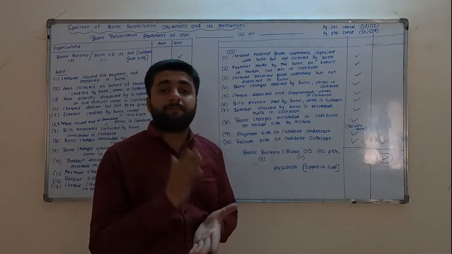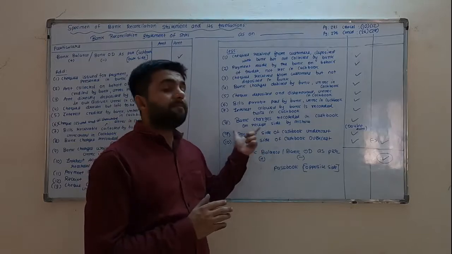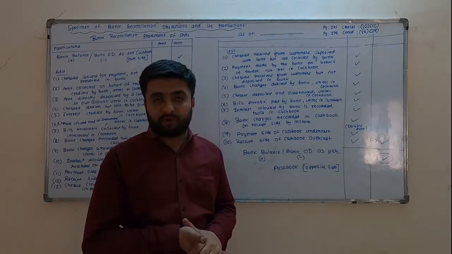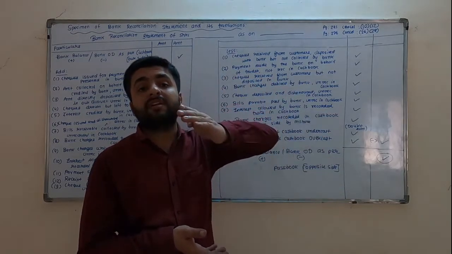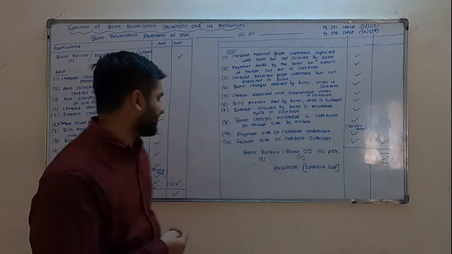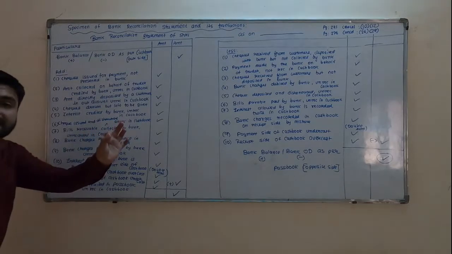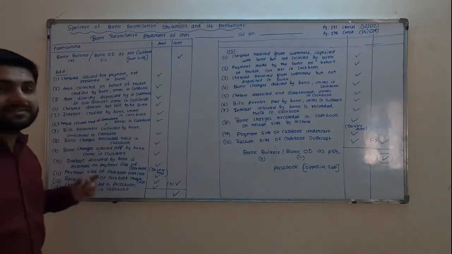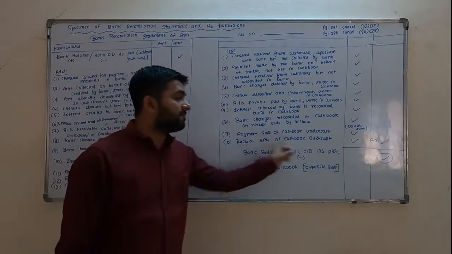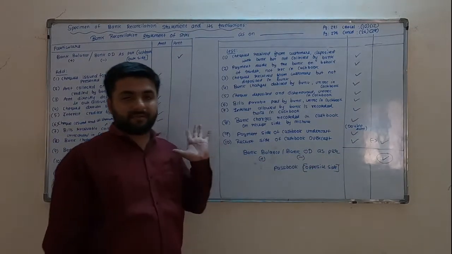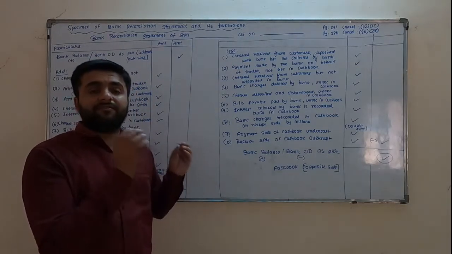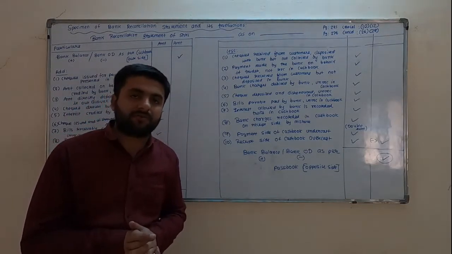Now if payment side is overcast, means credit side is shown more, then you have to do the difference on opposite side, means receipt side. Receipt side means adding side, payment side means subtract side. So payment side overcast, then you have to add, and receipt side overcast, then you have to subtract. So I hope that from this thing 50 to 60% you have understood.